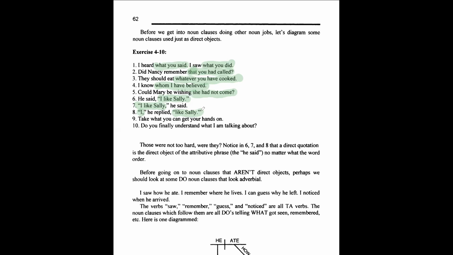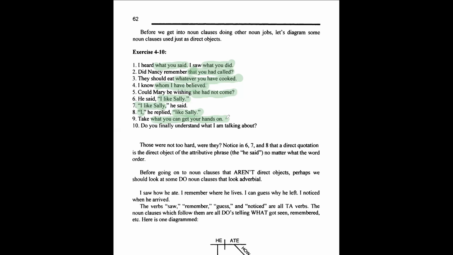What are you taking? What you can get your hands on. That whole thing is our direct object. Now, take is what kind of verb? You should know. Where's its subject? It's a command verb, and so it has an implied you.